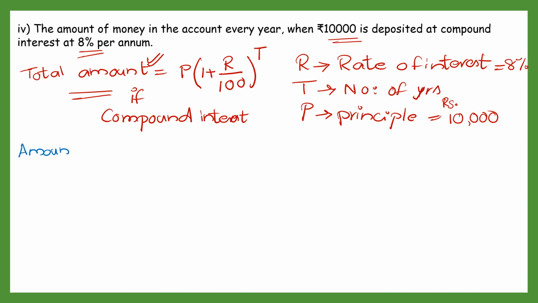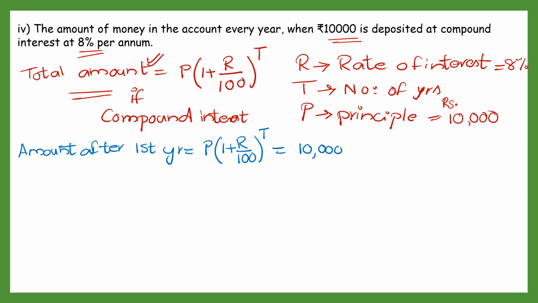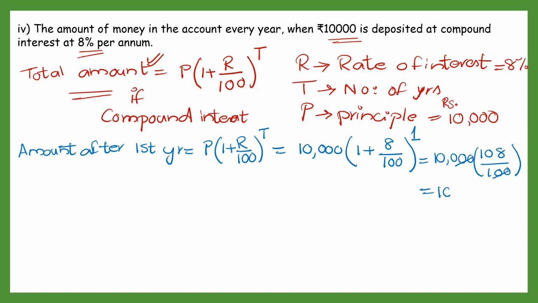Amount of the first year will be P into 1 plus R by 100 whole power T. This is the formula. Let's substitute. We get 10,000 into 1 plus 8 by 100 whole power T, where T is 1 year. So you get 10,000 into 108 by 100. The 2 zeros get cancelled.